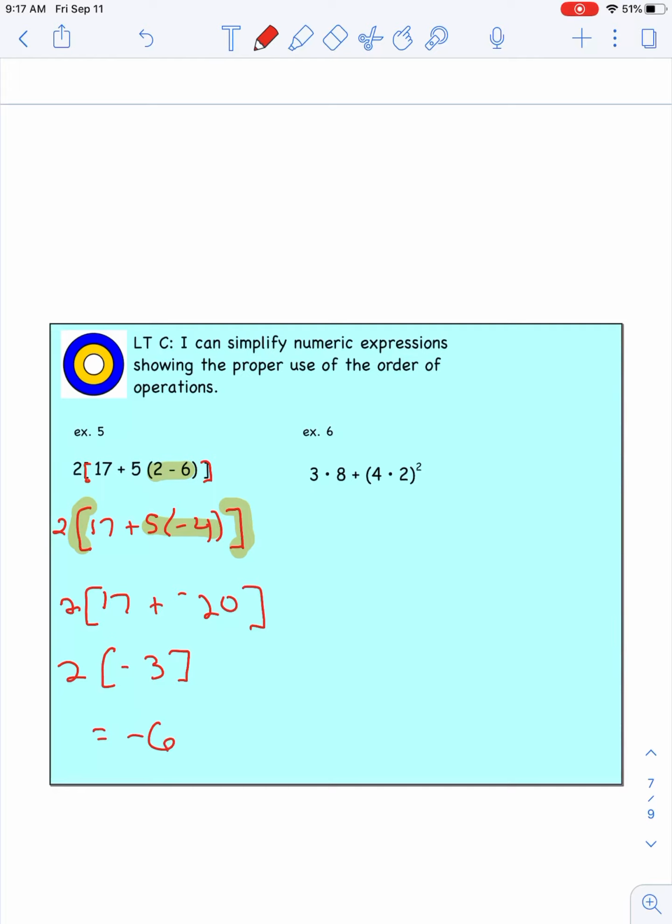You work out number 6 right now, pause the video, and then you can check your answer. The answer to example 6 should be 88. Again, go back, follow the order of operations if you did not get the correct answer, and if you still can't find your mistake, then check the notes that will be posted. But that is the end of our Basic Skills Day 3.